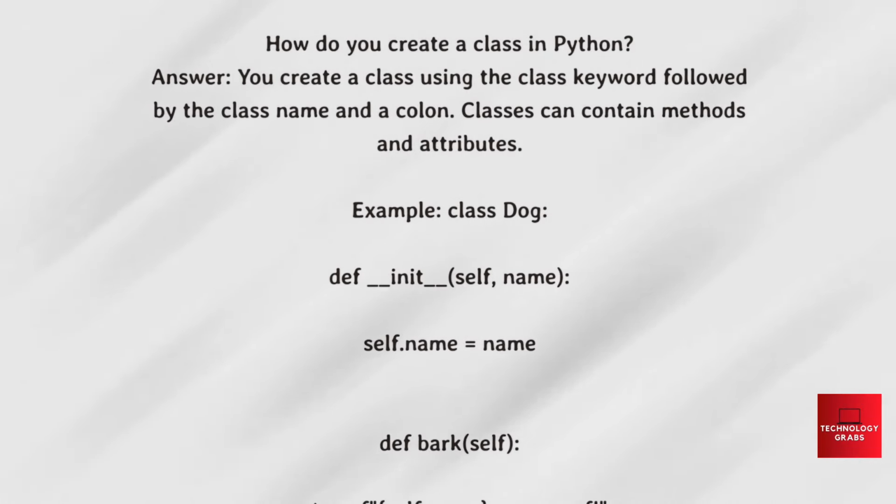How do you create a class in Python? Answer: you create a class using the class keyword, followed by the class name and a colon. Classes can contain methods and attributes. Example: class Dog: def __init__(self, name): self.name = name; def bark(self): return f"{self.name} says woof". my_dog = Dog("Buddy"); print(my_dog.bark()) outputs "Buddy says woof".